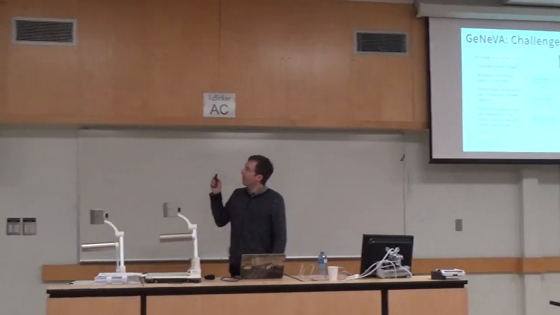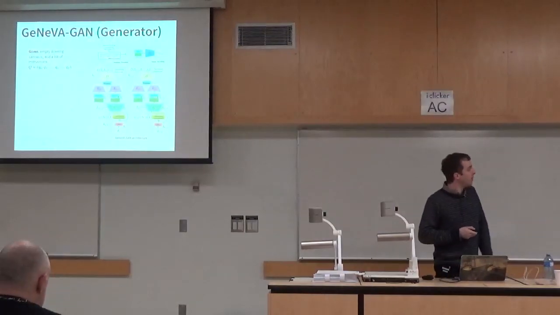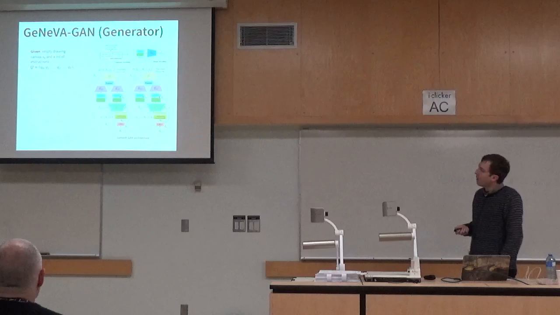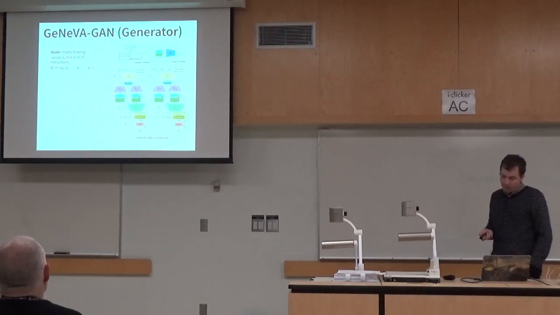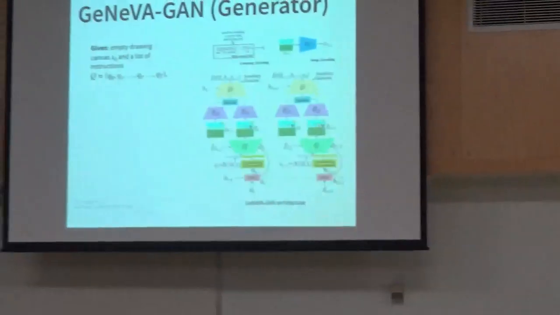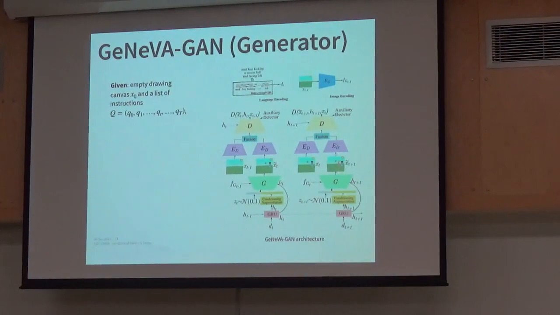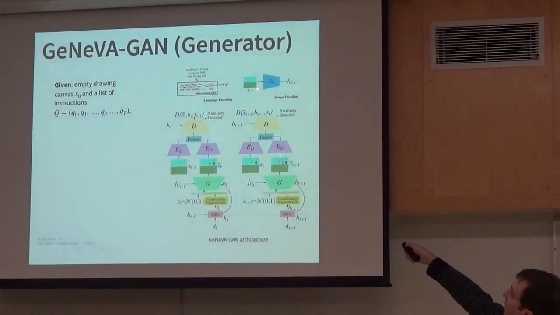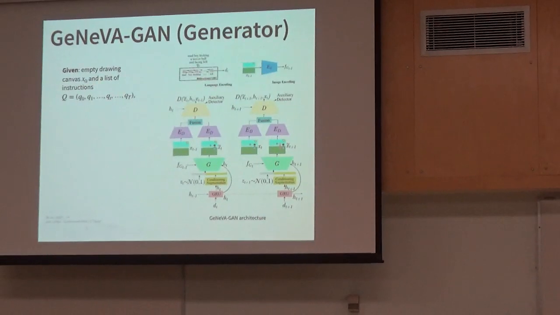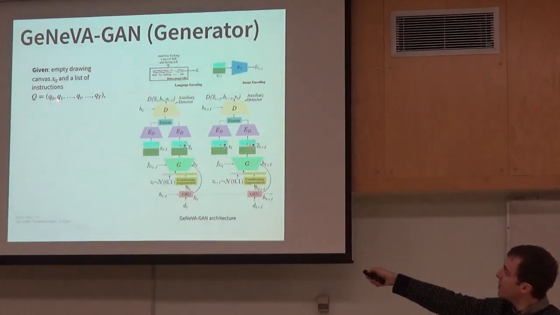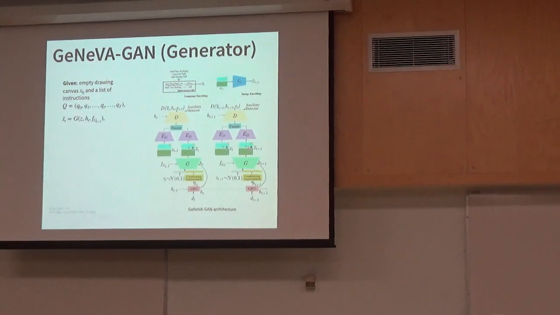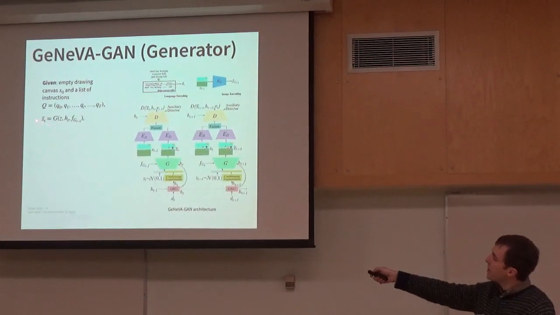Okay, so next I'm going to show you a particular model architecture that we designed for this GeNeVA process. This particular type of conditional GAN has been designed for the GeNeVA task. It looks relatively complicated, so I'm going to step you through it. First, what we're given is an empty drawing canvas, so it might look like this up here, a scene with a sky and some grass, and a list of instructions. These are similar to what we saw before, a series of instructions telling us what we want to put in the image. And at every step, we're going to try to synthesize a new image.